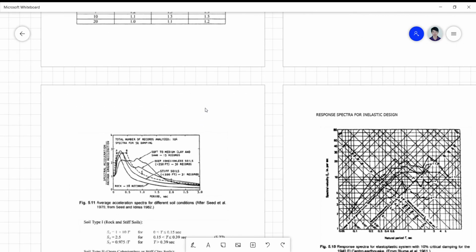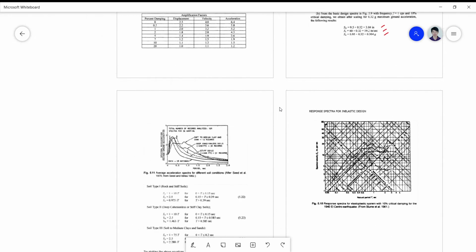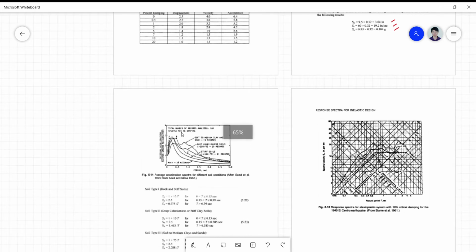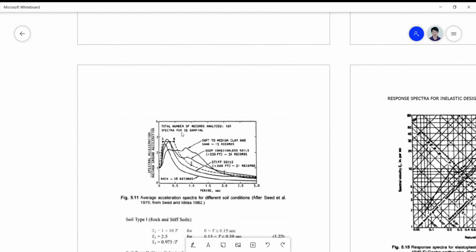I think this will answer the question in our next topic on the influence of soil. The soil type is the basis for your response spectrum. So I'll discuss this in the next video. So for now, that's it for the sample problem.